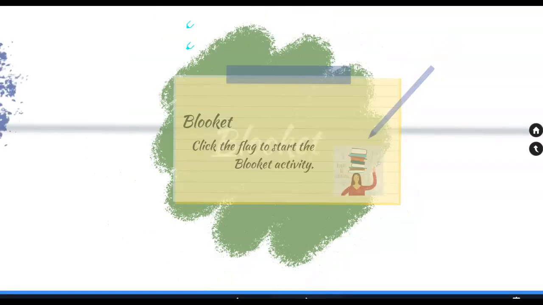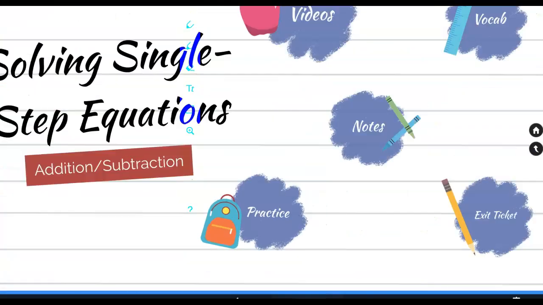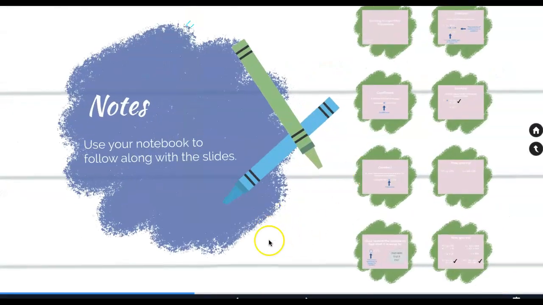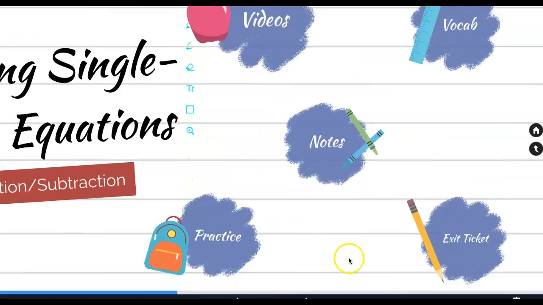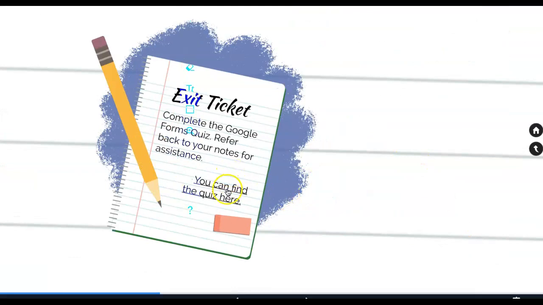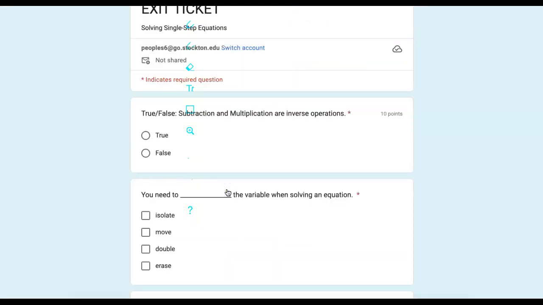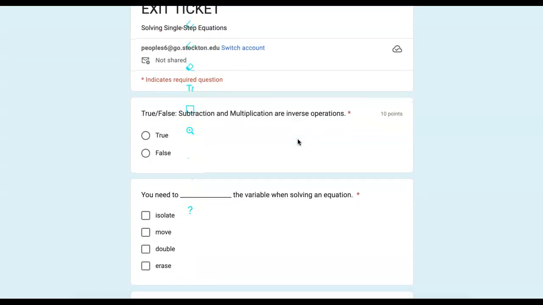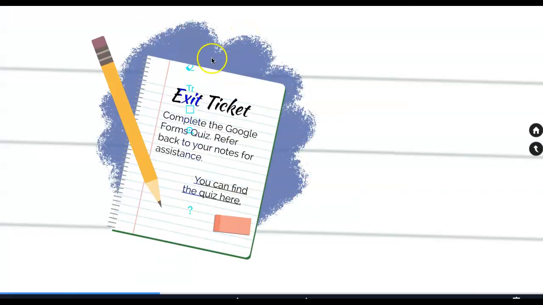All right, after this, and you can really complete these in any order that you see fit. So again, additional videos, the vocab, the practice. If at all you ever need to return to the notes because you forget some of the steps or a vocab, you can head back there. And then finally, you will be completing the exit ticket, which is on Google Forms. So I do just ask that each student submits an exit ticket so that I'm able to see where we're struggling and what information we feel good with.